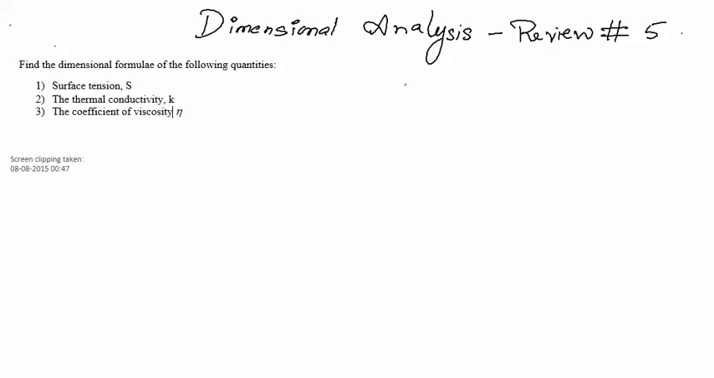So we are going to look at the different facets of dimensional analysis. One of the major uses is that it can be used to understand a formula, or in another way it can also be used to derive a formula. So we are going to find the dimensional formulas for quantities like surface tension, thermal conductivity, and coefficient of viscosity. You have to understand that these are all considered to be derived quantities.